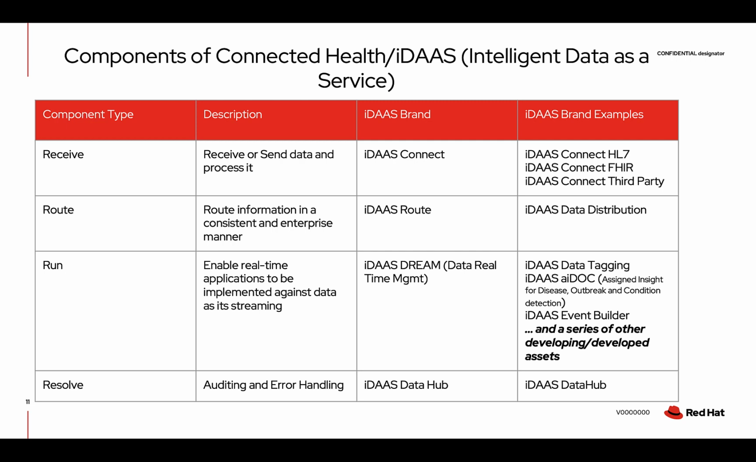The last is IDaaS Event Builder. That is our ability to take data and reshape it as needed, build events in real time, and also do transformative data access. There are over 120 different POJOs that come enabled for our customers. There's also a series of others that are under development or being developed as assets.